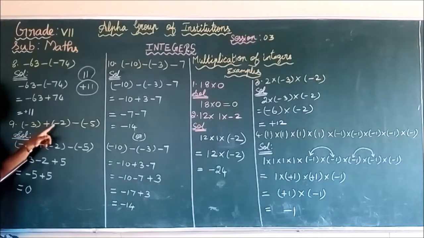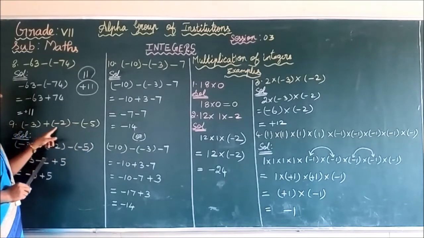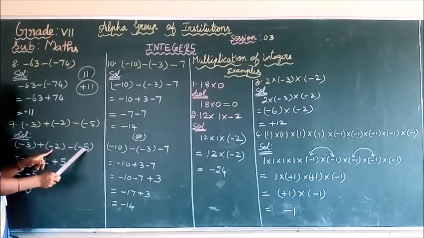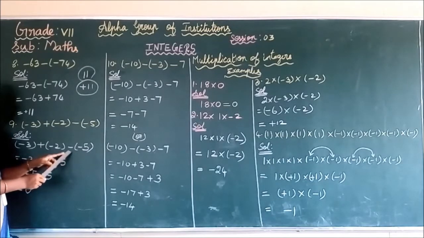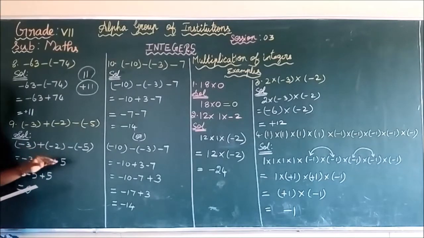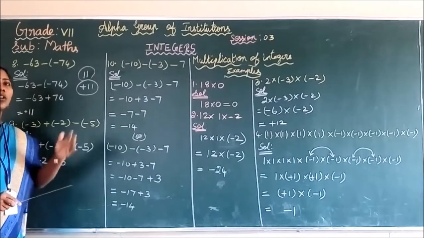Minus 3 plus minus 2 minus of minus 5. Here we have 3 integers. See here, children. Between these two integers you have the addition operation. Between these two integers you have the subtraction operation. Whether it is addition or subtraction, the first step is you have to remove the brackets. After that you have to apply rule 1 or rule 2.